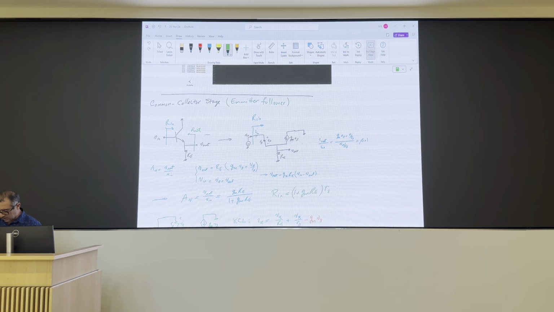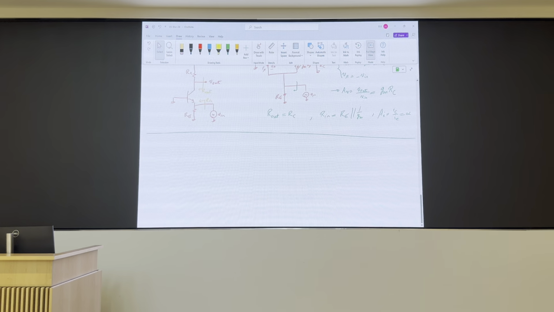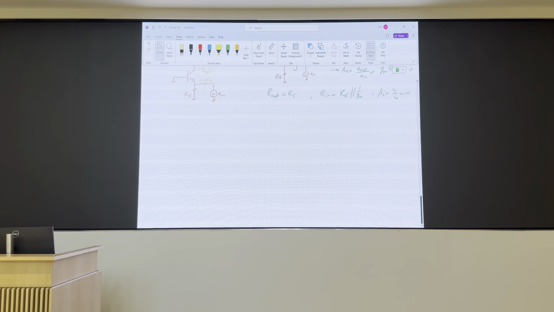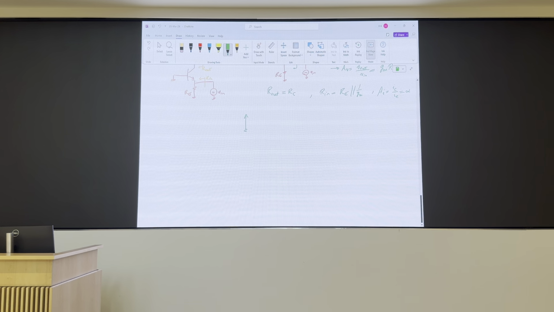Okay, so I can see that the rest of the slides are just examples and we have answers for some of them, so it's all good. How do I bias a common base stage? I want to very quickly mention it and then do a full example on a common collector stage. Biasing for common base stage: you have your RC, you have your RE, and you have your H biasing.